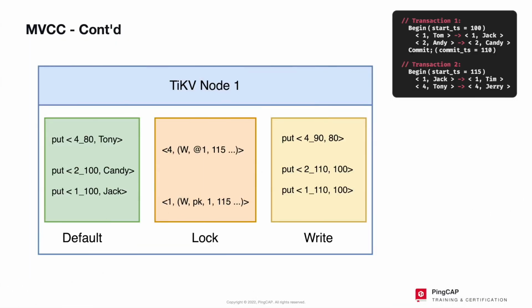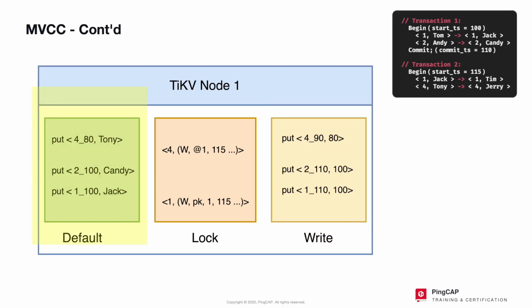On our diagram, we can see the three column families in the RocksDB instance in a TiKV store: default, lock, and write. On the far right of the diagram, you see the write column family. Since only transaction 1 is committed, there will be a record of transaction 1. The commit record has two values, key equals 1 and key equals 2, and the value changed is start_TS equals 100. There's also a key equals 4, and we see that this start_TS is 80, so this record was committed before.